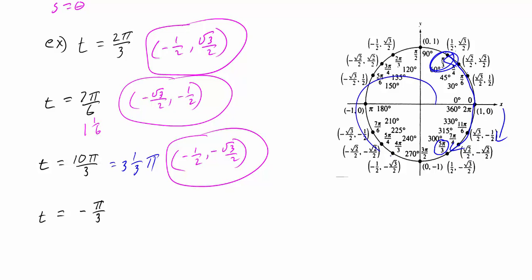So really, if we went around positive, we would be at the same location here as the negative pi over 3. And then, of course, we now can locate our x and y coordinate, which would be positive 1/2 and a negative square root of 3 over 2.